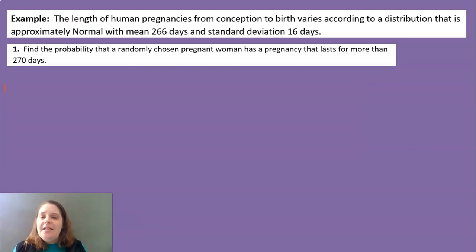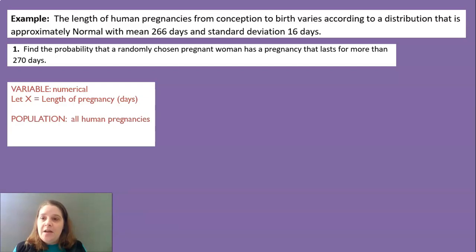Or here's another problem. It says the length of human pregnancies from conception to birth varies according to a distribution that is approximately normal with a mean of 266 days and a standard deviation of 16 days. I have a question that says, find the probability that a randomly chosen pregnant woman has a pregnancy that lasts for more than 270 days.